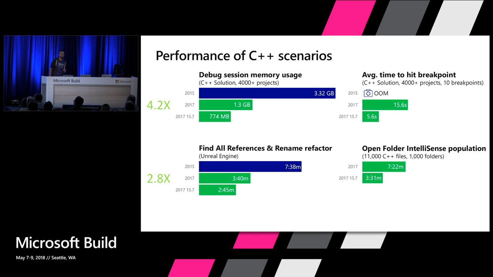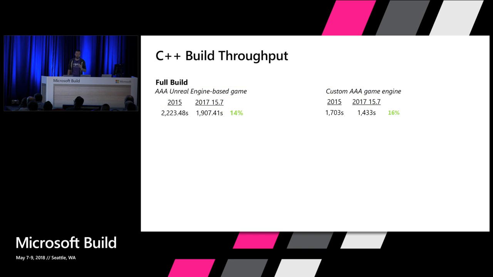And speaking of Unreal Engine, let's talk about build throughput. So Microsoft has been in contact with AAA games companies in the past to better understand the build throughput requirements in a real-world code base in a real-world setting. And here I'm highlighting 2 that shall remain nameless for now, but I assure you that has nothing to do with how happy they are with the improvements we're making to the tools, other reasons.